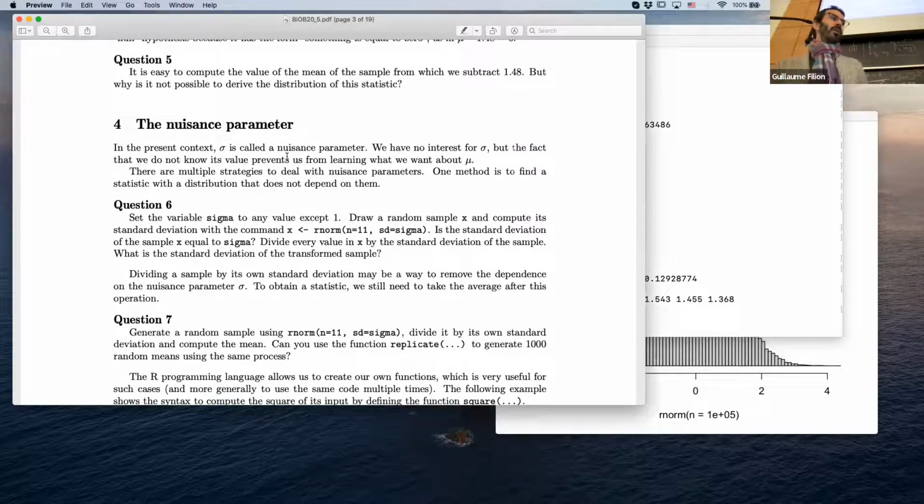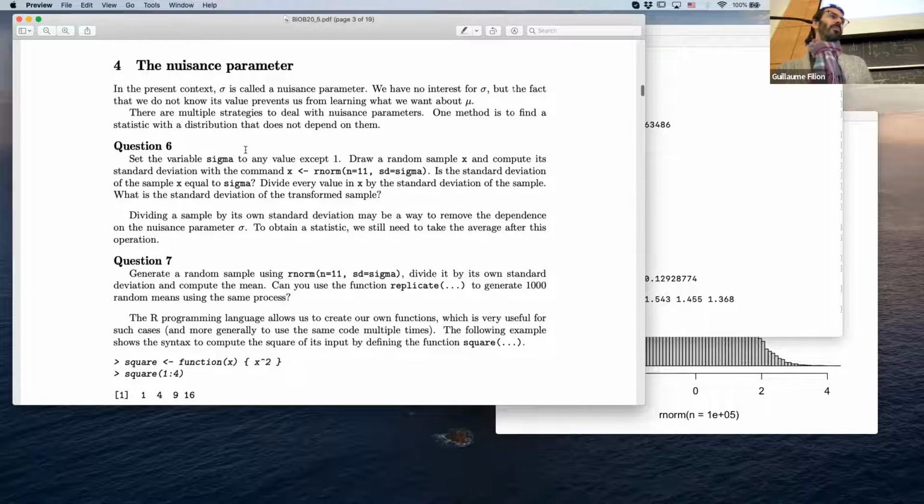The nuisance parameter. In the present context, sigma is called a nuisance parameter. We have no interest in sigma, not at all. But the fact that we do not know its value prevents us from learning what we want about mu. It's really a nuisance. There are multiple strategies to deal with nuisance parameters. One method is to find a statistic with a distribution that does not depend on them. So instead of changing the null hypothesis and specifying sigma, maybe we can be super smart and find another score, not the mean, something smarter that will not depend on sigma. If so, then it doesn't matter which value of sigma is in the real world, because it will have no influence on the statistic.